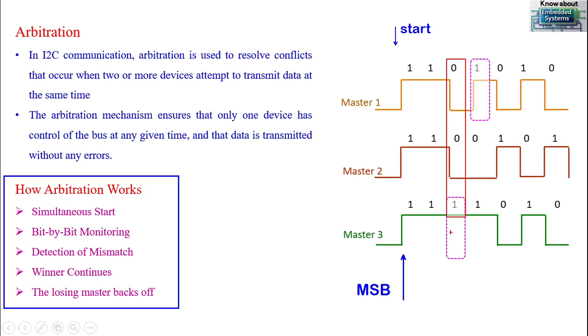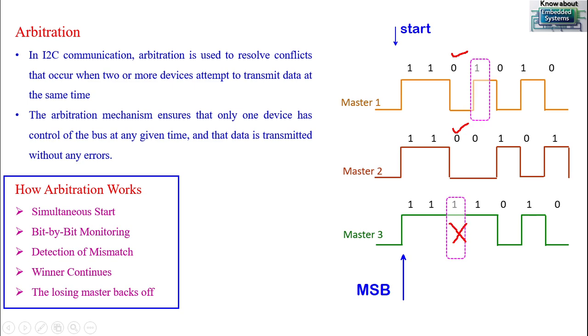Okay, so here there is a difference. In our embedded communication, 0 is considered dominant and 1 is considered recessive. Recessive means low priority, and 0 means dominant, higher priority. So in this scenario, master 3 is transmitting 1, while master 1 and 2 are both transmitting 0. Master 1 and 2 will be allowed for the next comparison.